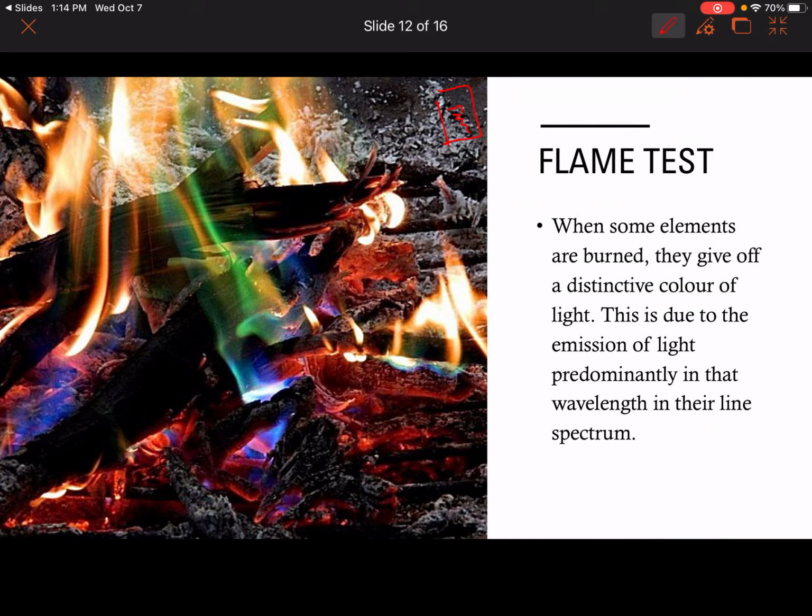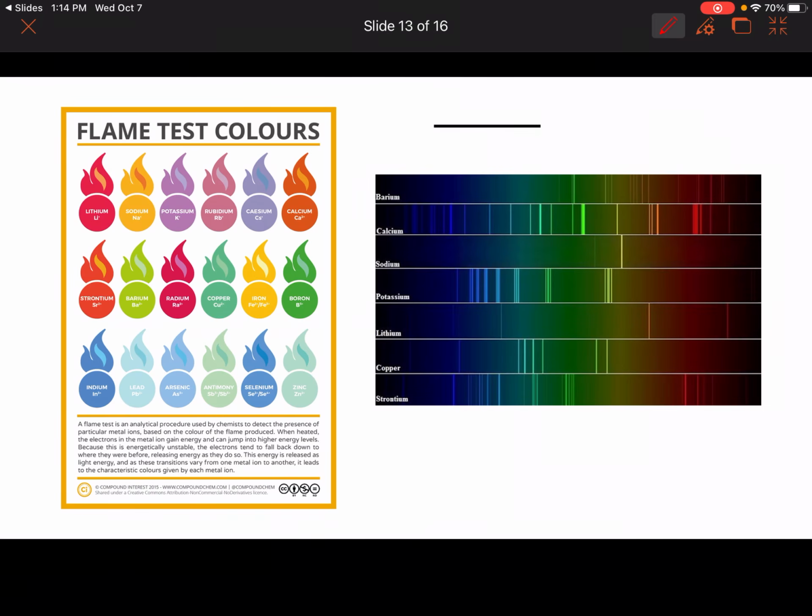Now, these different colors exist due to the emission of light predominantly in that wavelength in their line spectrum. So the reason why these beautiful colors happen is because of this. These are emission spectrums here. I've just picked out a few. Sodium, for example, has this yellowy orange color, and if we look at the line spectrum of sodium, it's got a big yellow line there. Potassium has a violet color, and if you look at the line spectrum of potassium, we've got quite a few violet lines there. That's where it's coming from.